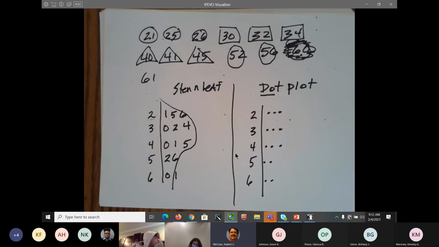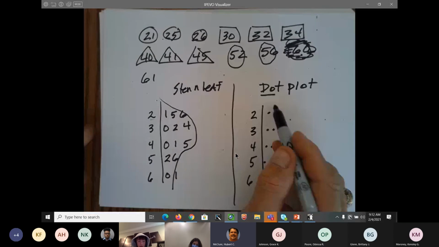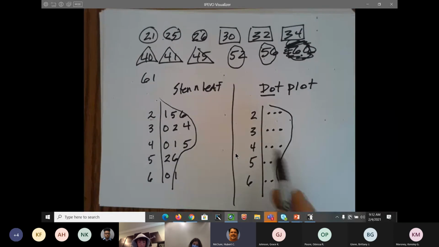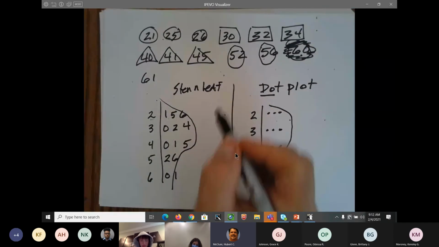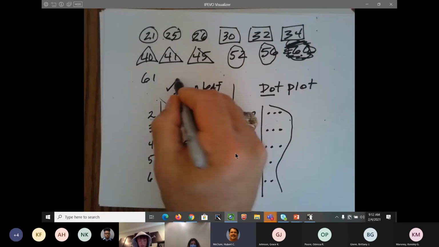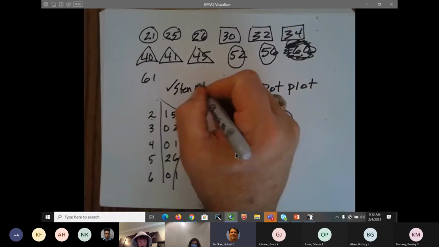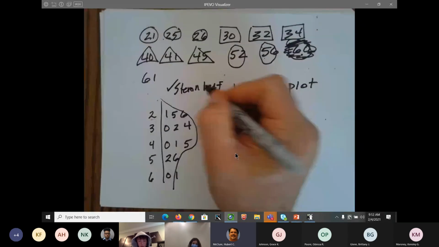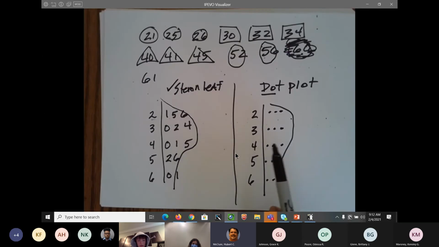Now, of course, the dot plot doesn't help you very much. It still shows you the curve, but it doesn't show you the numbers. So the best one out of the two is the stem and leaf. These are both SAT questions. I'm sorry, standardized test questions. Be able to define, be able to visualize, and be able to create.